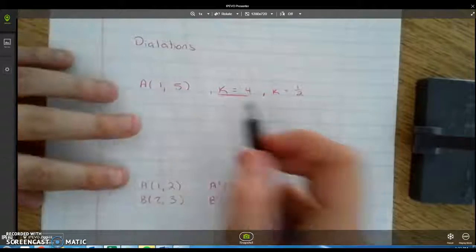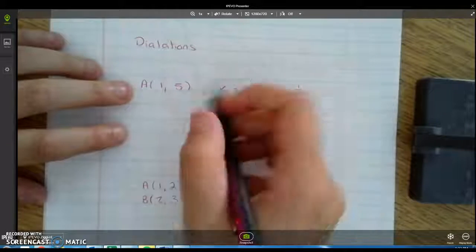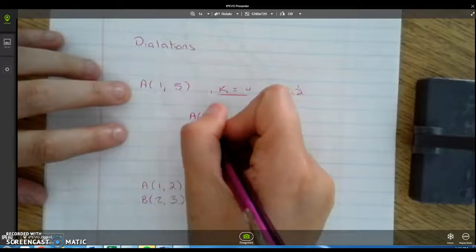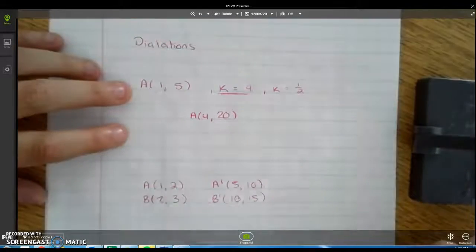So if k was equal to 4 for this point, I'd multiply by 4, so 4 times 1 is 4, 5 times 4 is 20, so that would be my new a value.